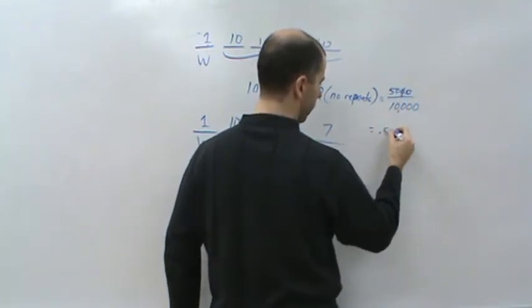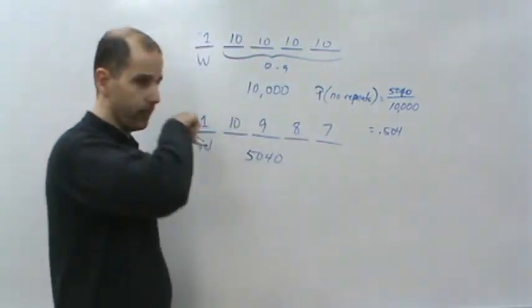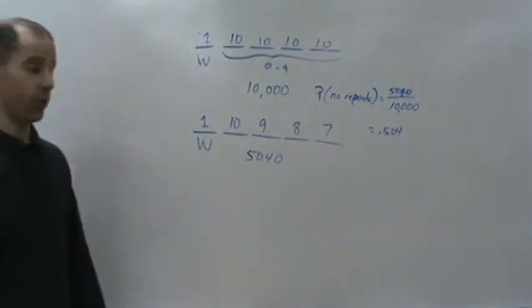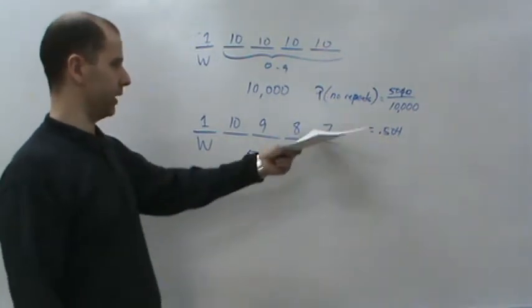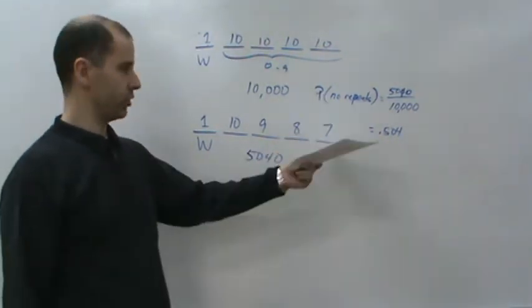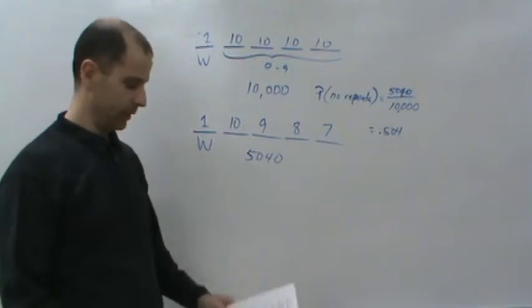.504. Okay? So now it's that easy. And then the rest of the questions, same idea. What's the probability of having at least one repeat? You would just use the complement rule.